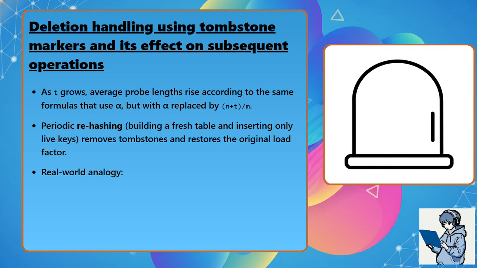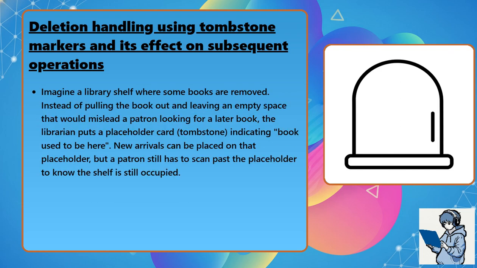Real-world analogies. Imagine a library shelf where some books are removed. Instead of pulling the book out and leaving an empty space that would mislead a patron looking for a later book, the librarian puts a placeholder card, a tombstone indicating a book used to be here. New arrivals can be placed on that placeholder, but a patron still has to scan past the placeholder to know the shelf is still occupied.